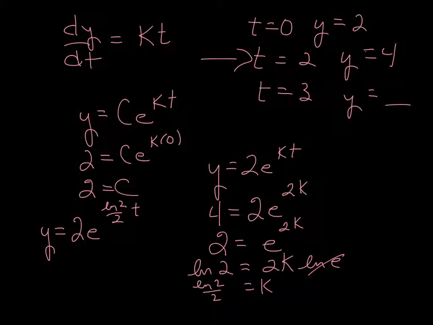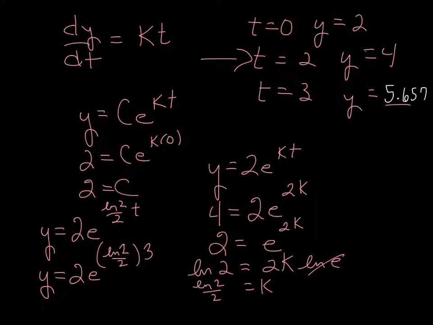All right, so now I just want to know when time is 3. So y equals 2e to the natural log of 2 over 2 times 3. And you just have to plug that into your calculator to get an answer. And I see so many calculators out on your desks. Okay, so when you type that all in your calculator, you get 5.657, and for you out there in YouTube land, 3 decimal places. Let's look at radioactive decay.